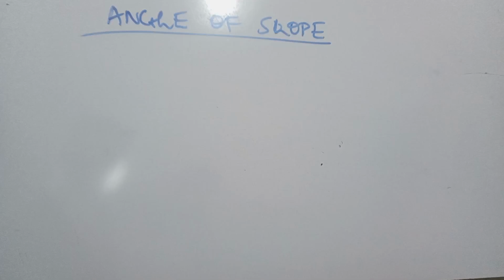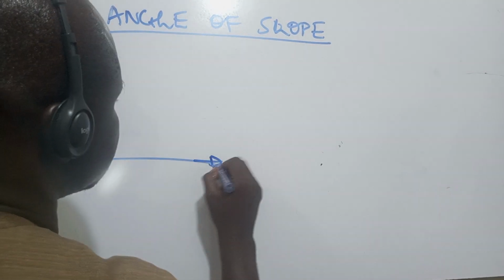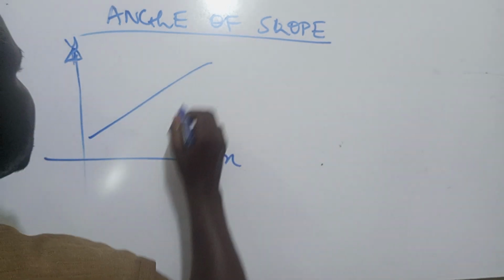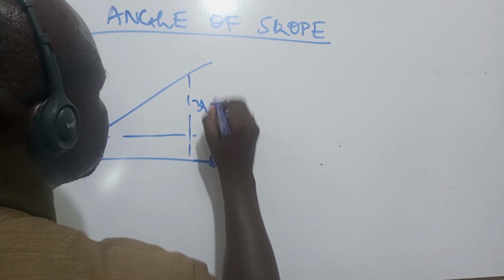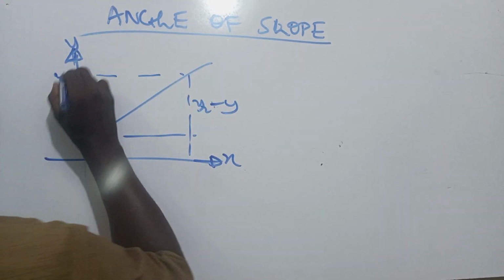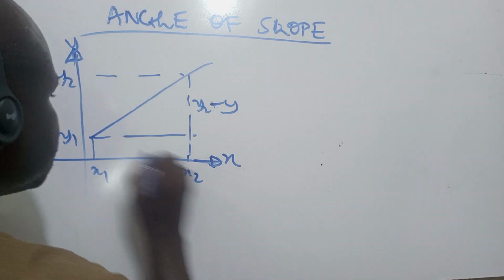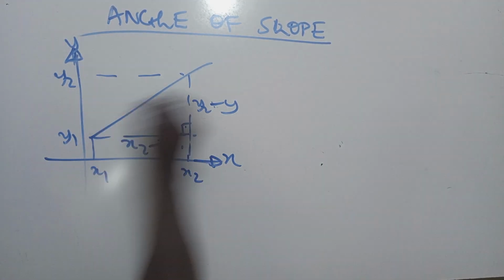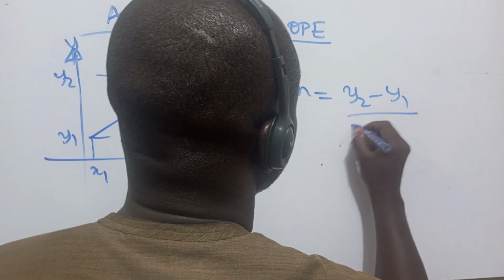So we want to talk about the angle of slope. In our previous class, we talked about the gradient of a line. That is, if this is x and here is y, and you have a line, the gradient of a line is y2 minus y1. Here is y2, this place is y1, here is x1 and here is x2. That's x2 minus x1. So the gradient of a line, m, is given as y2 minus y1 all over x2 minus x1.